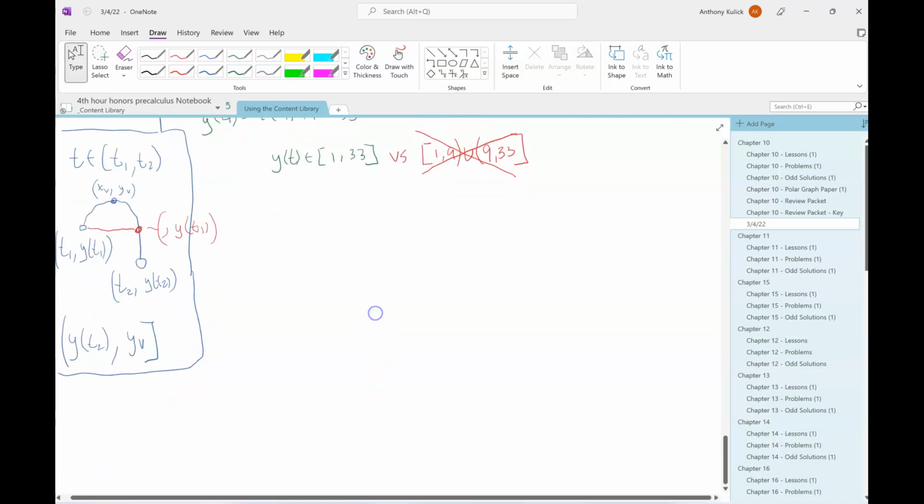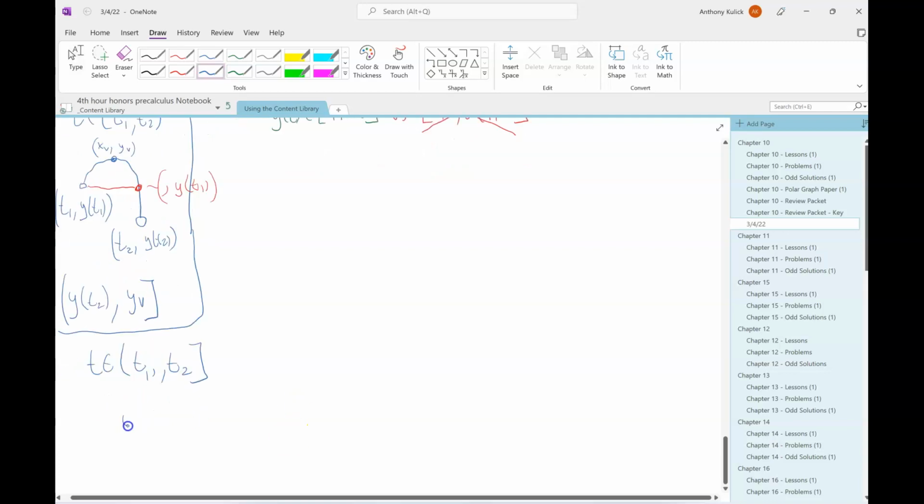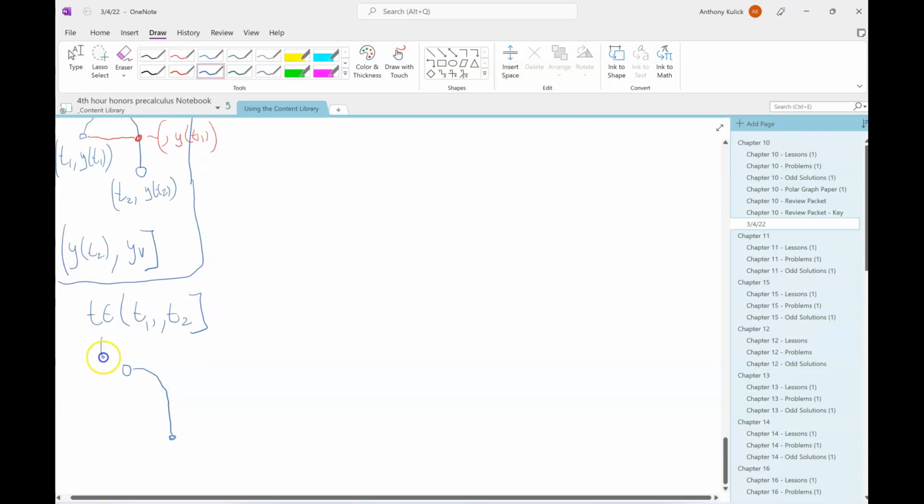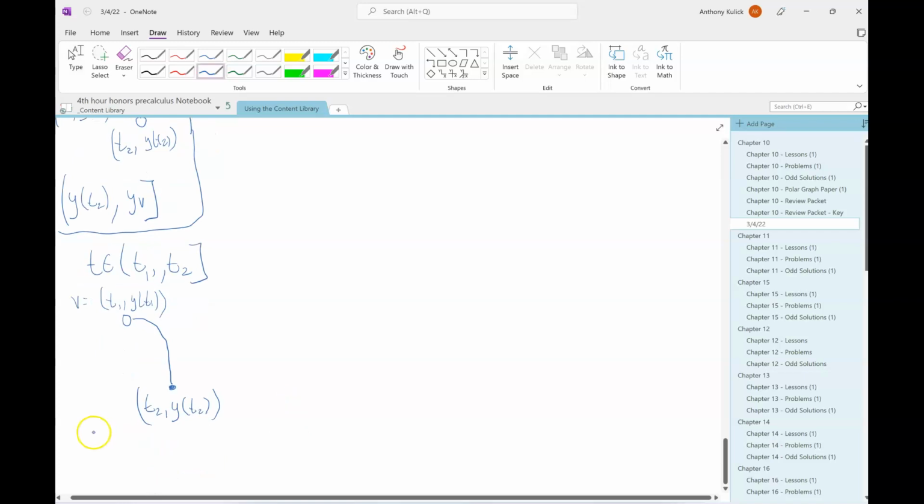Now, the other situation that we could have where we have just one end open is where the vertex is at one of the endpoints. So in this case, we have that.